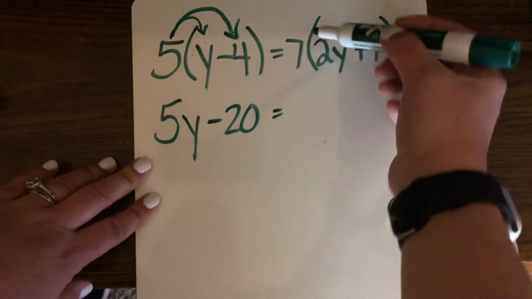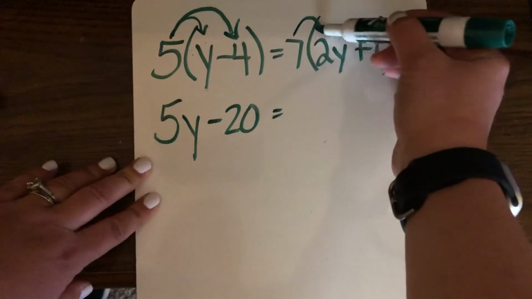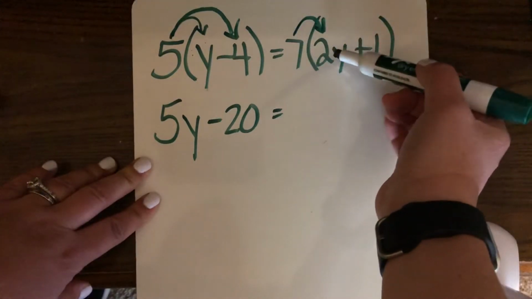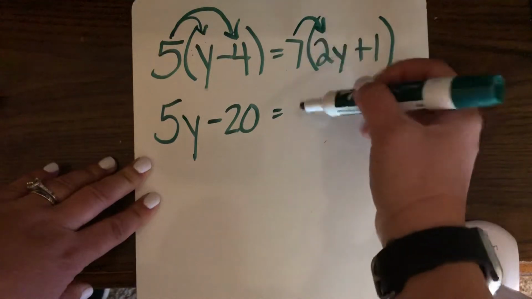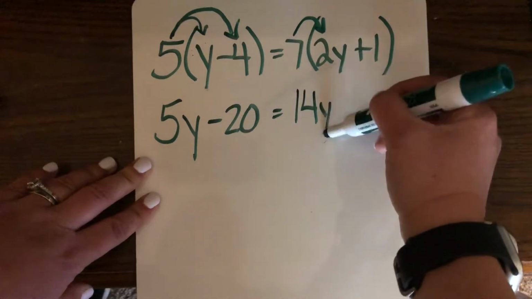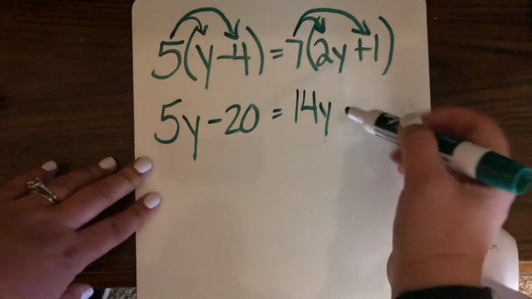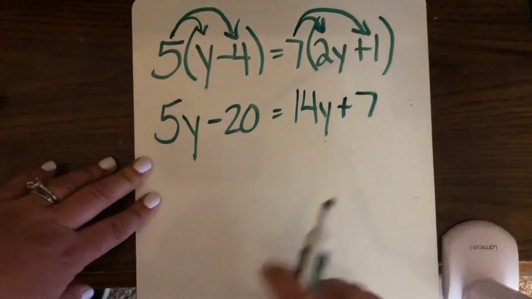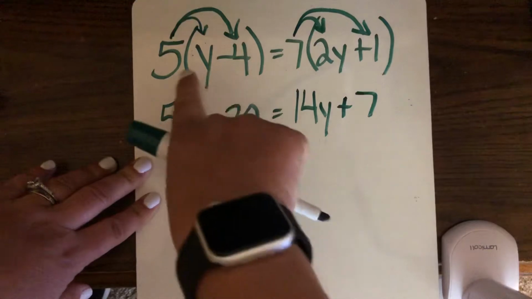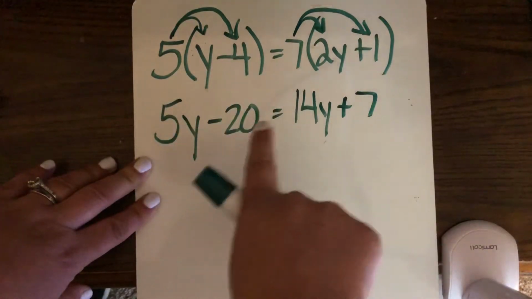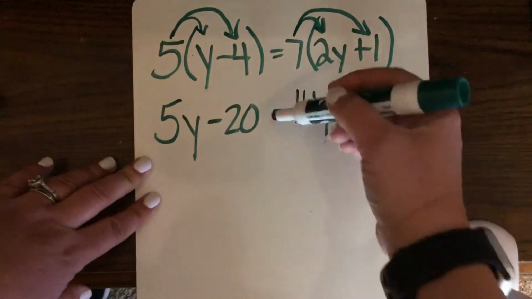I'm going to do the same on this side. But now I'm distributing 7. So if I had 2 y's 7 times, I would have 14 y's. And then 7 times 1 would be plus 7, okay? So I've simplified this into this. That's the only extra step.